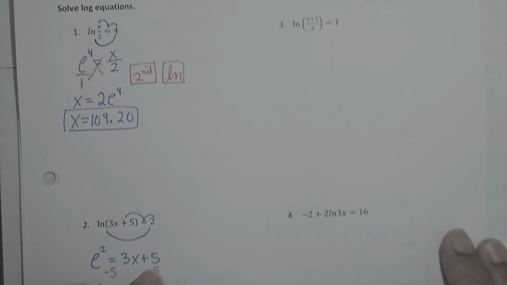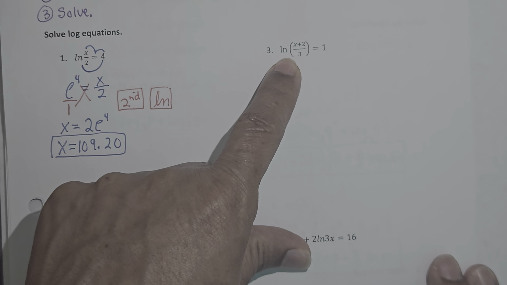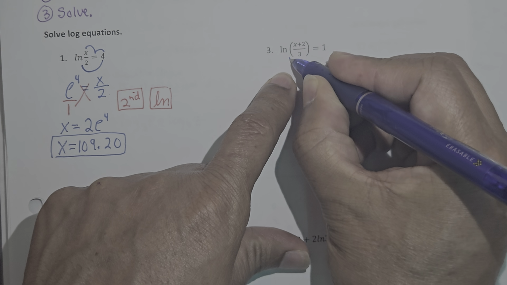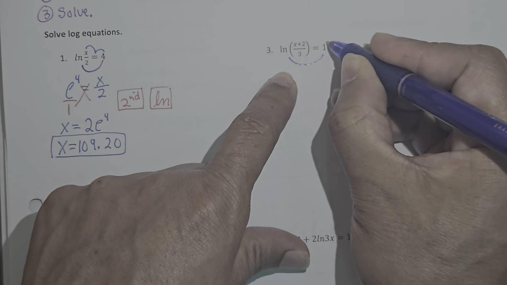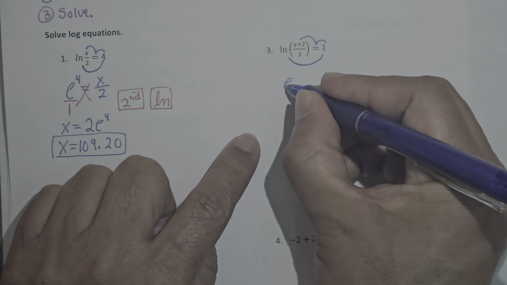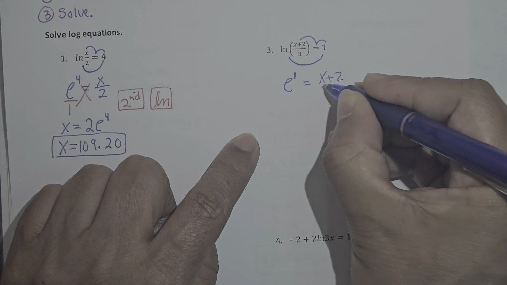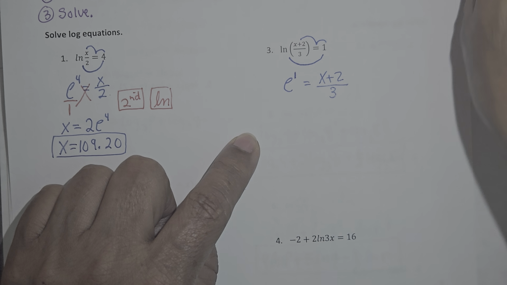I'm going to go to example number 3. Again, this is condensed to a single log. The base of this log, the natural log, is the number e. So then take that base, the base of the log, raise it to the 1st power, and set it equal to x plus 2 over 3. So e to the 1st equals x plus 2 over 3.